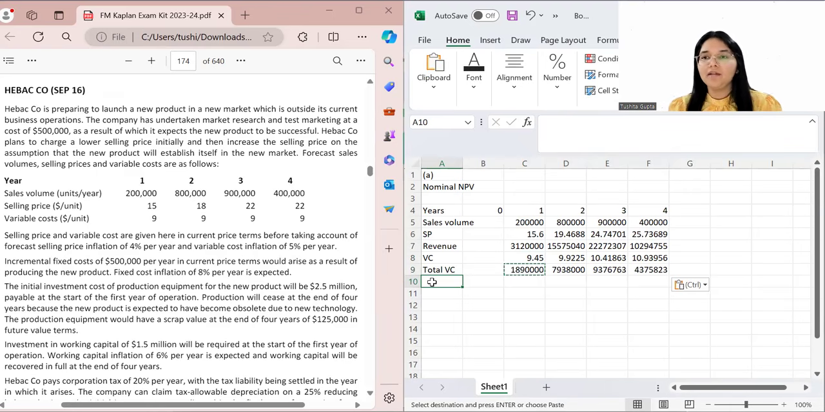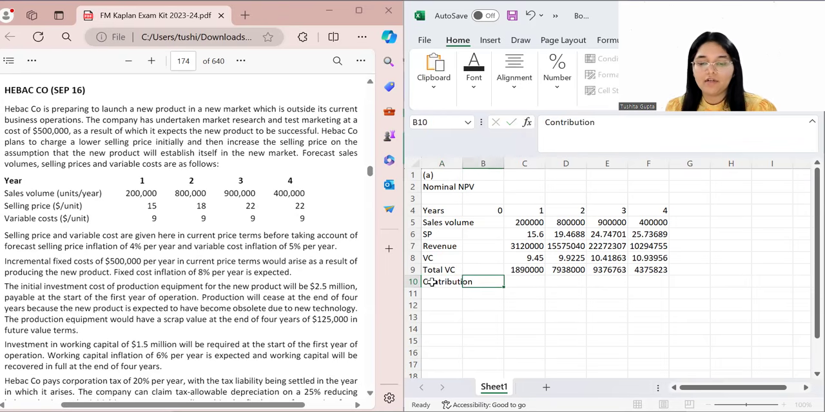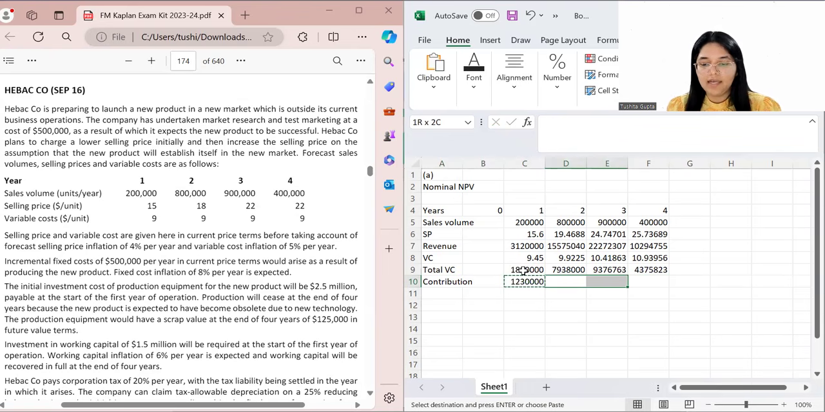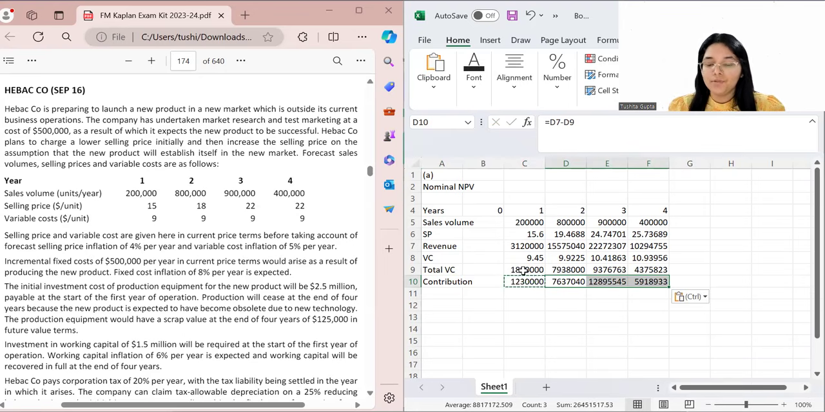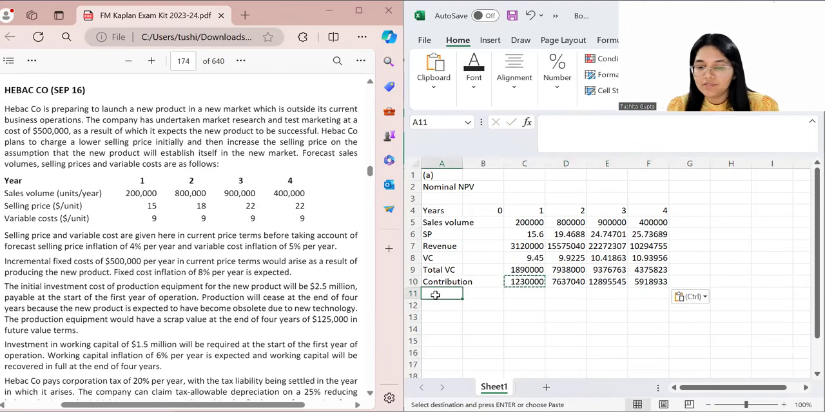Now the next item which forms a part of your NPV calculation is your contribution, which is nothing but the difference between your revenue and your variable costs. So this over here was my revenue. I can subtract my variable cost to obtain my contribution. Similarly, I can drag the formula to the remainder cells as well. Now with this, I get my contribution with me. So these are my values that I have for all of the 4 years.